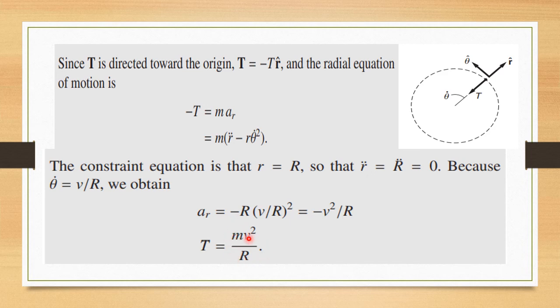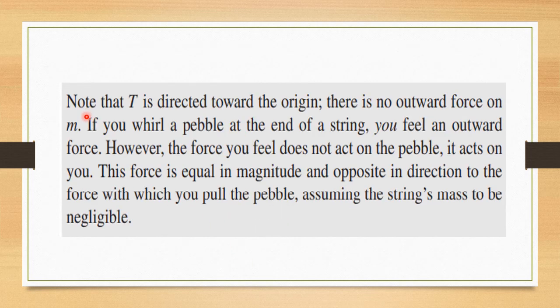So m is the mass of the body, v is the orbital velocity, and R is the radius, or the length of the string. This is the equation of motion for the force on the mass m. So the force T is equal to m v square by R. Now note that T is directed towards the origin. T is the force on the mass m directed towards the origin, and there is no outward force on mass m.